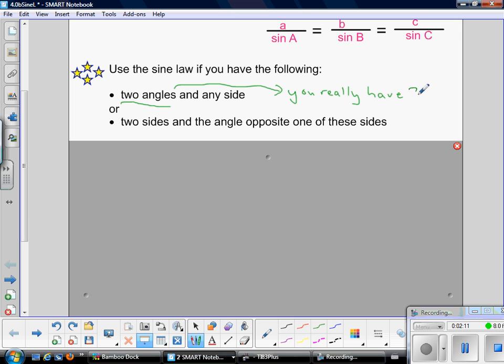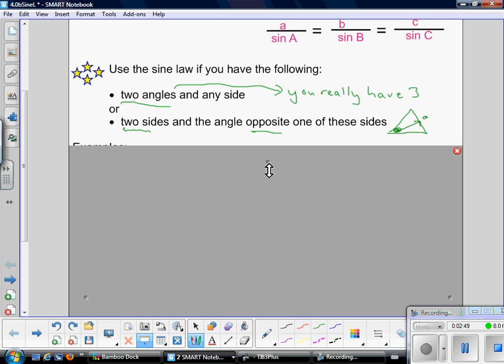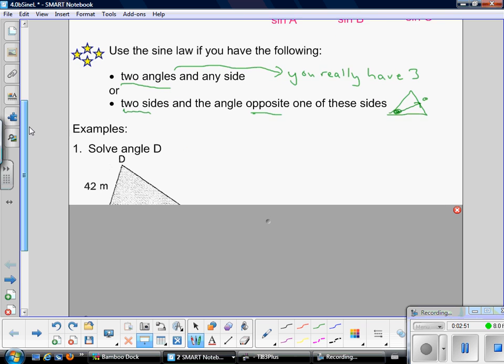Often with questions, they like to fool students by only giving them the two angles, and students forget that if you have two, you really have three. The other situation is you need two sides and the angle opposite one of the sides. In order for it to work, you need to know an angle and the side directly across from it. Then you would know a side length and an angle, so you could work with this proportion because you would know the top and bottom, and then you could cross multiply. All right, so let's start looking at the examples.